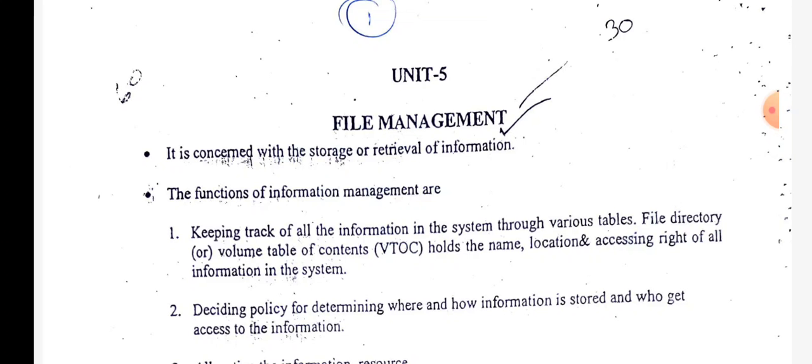File management is concerned with the storage and retrieval of information. Information is stored in a storage device, so that later in future it can be retrieved. So for fast retrieval, a right data structure is used for storing data as well as information.